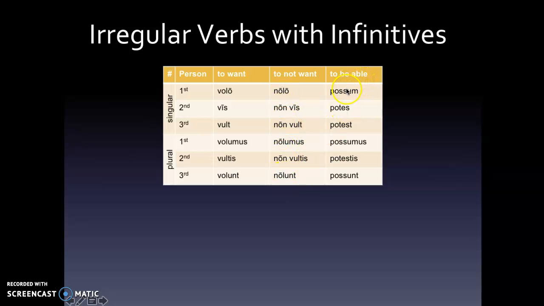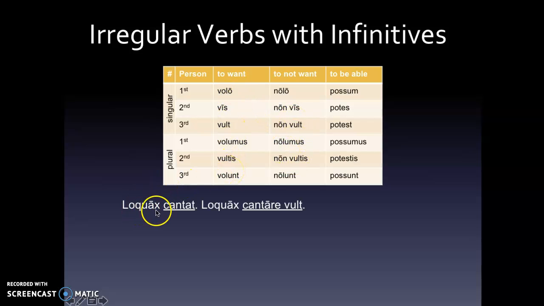And then the verb "to be able" or "can": possum, potes, potest, possumus, potestis, possunt. If you look closely, you'll see sum, es, est, sumus, estis, sunt in there, which should look very familiar. And so this is always translated as "am able" or "can," as well as "not want" and "want."